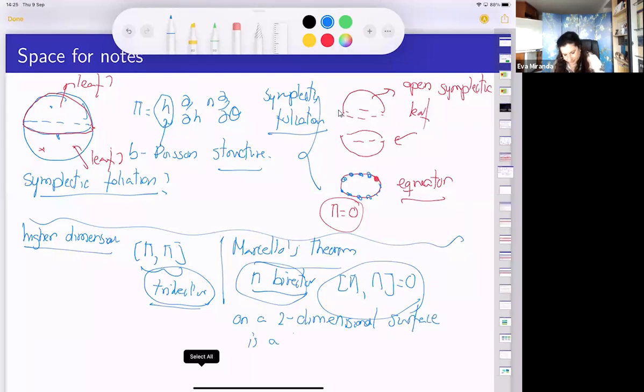Fantastic. That's very convenient, because exercise 1.7 in the list is going to use this. Okay, so Marcello's theorem, and it is very convenient. Now, this will be used in the list. That's a very, very good observation.